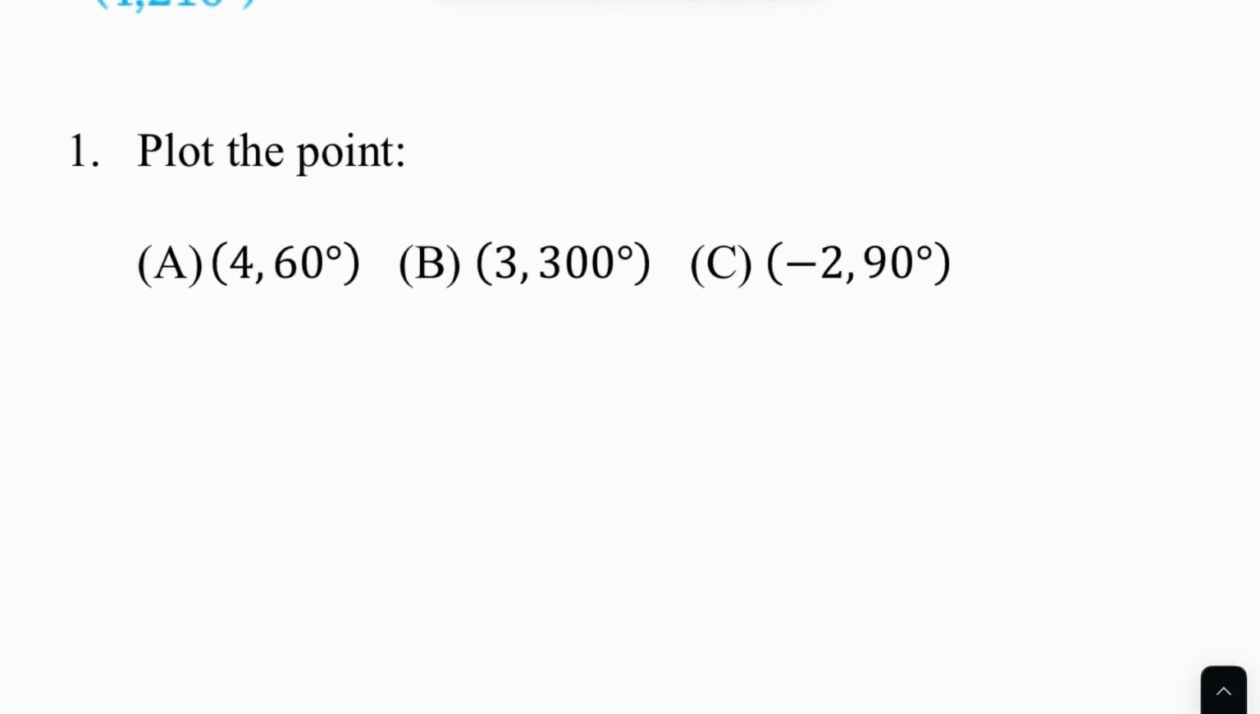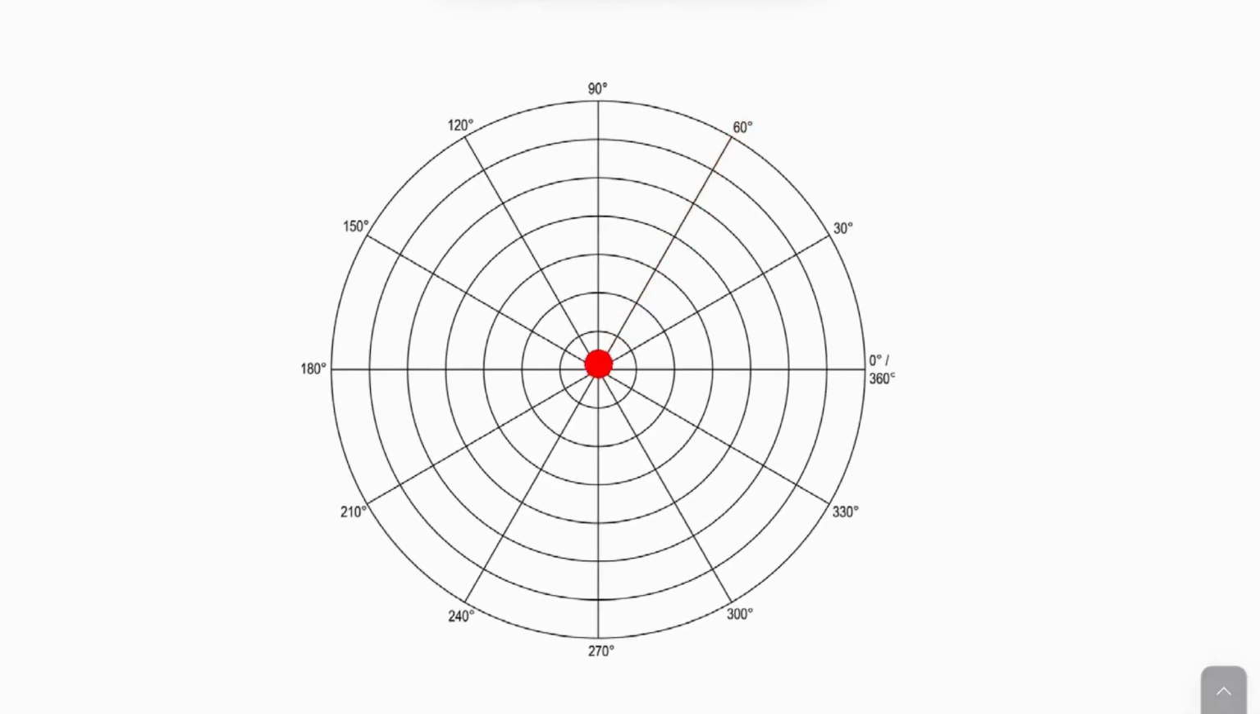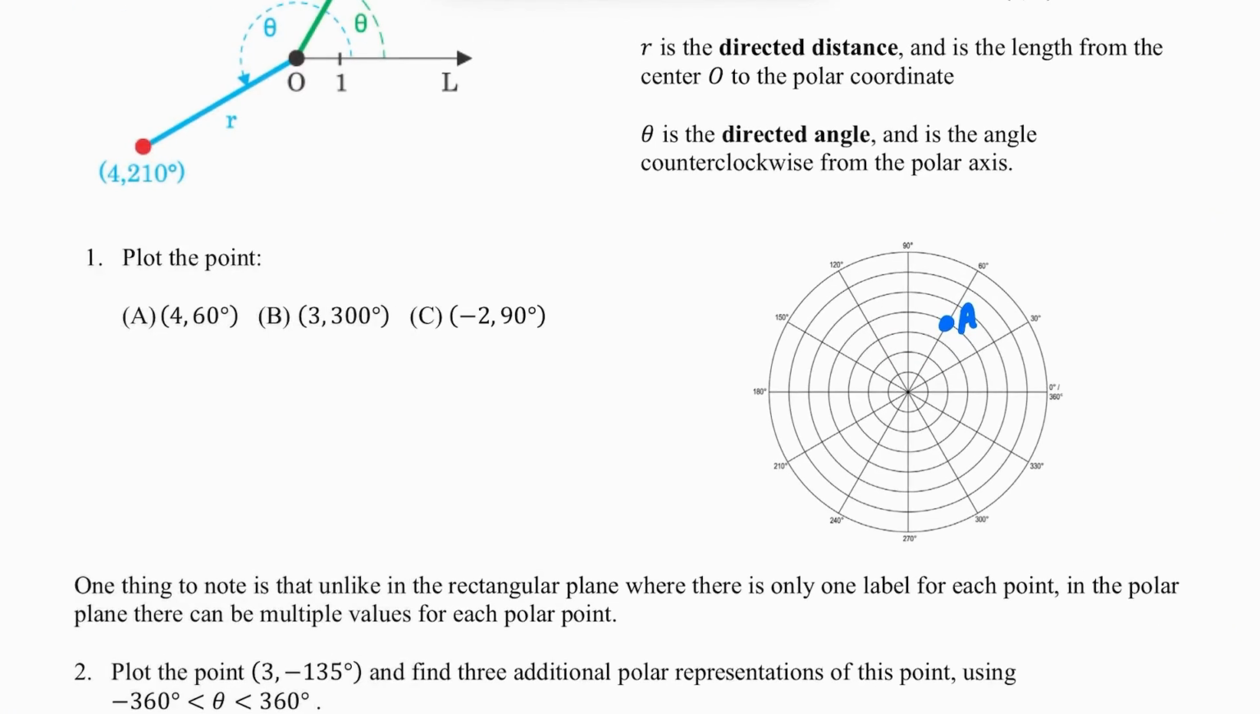So let's just jump right in. How do I plot points in the polar plane? Well, it's kind of weird because usually with x and y points, you start off with x and go to y. With polar points, it's easier to go to the angle and then do the radius. So we find 60 degrees. So this is 60 degrees here. And then you're going to go 1, 2, 3, 4, and then plot a point. And that is where point A lies in the polar plane.